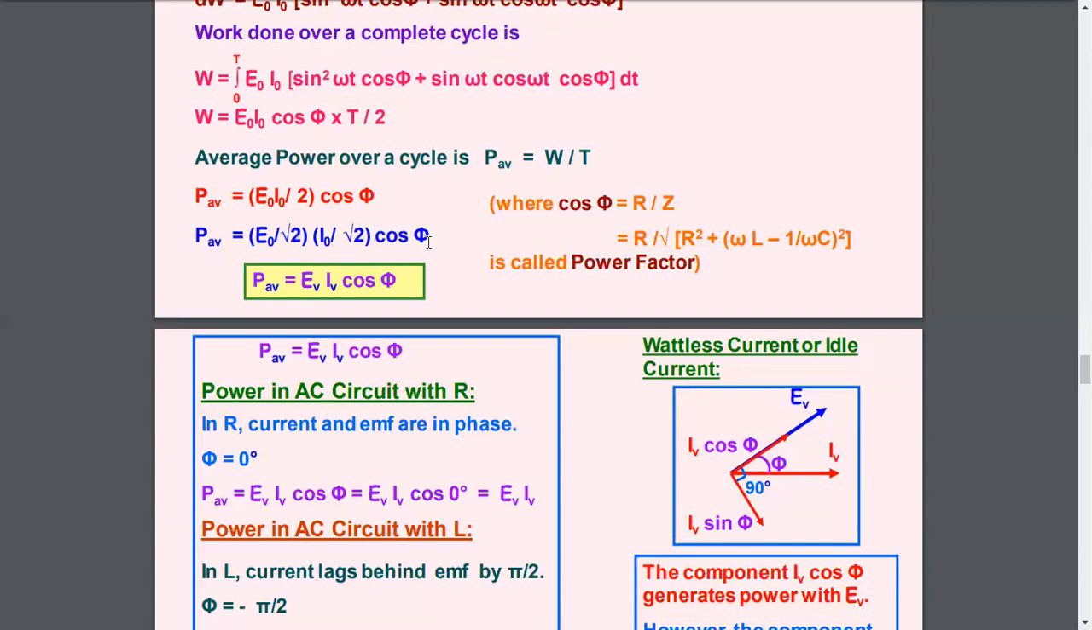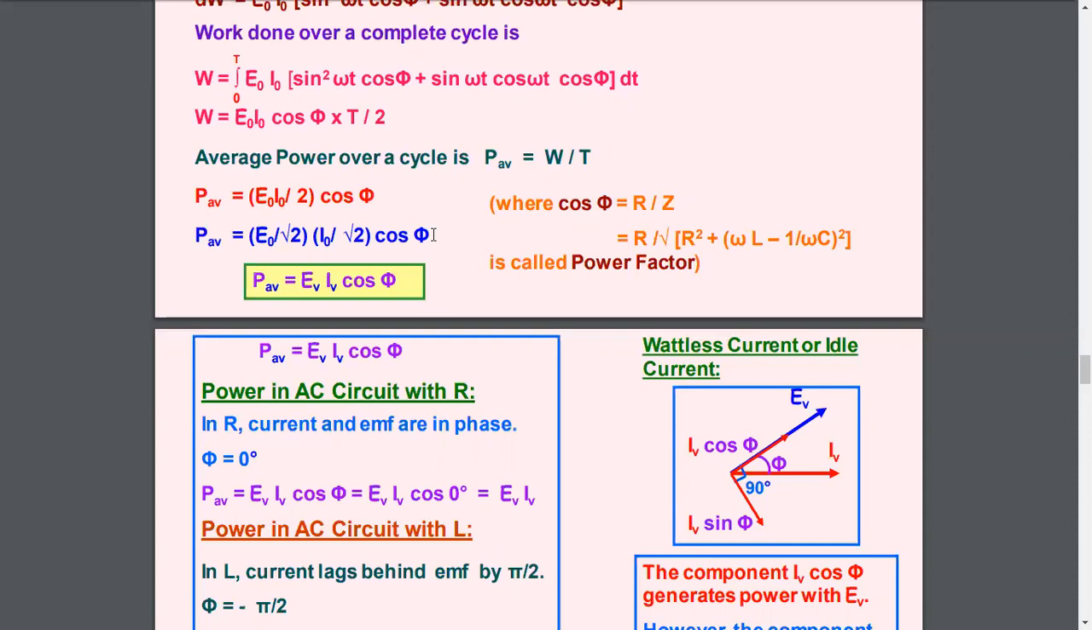So power depends on the value of phi, that is the phase difference between current and voltage. When the phase difference between current and voltage becomes 90 degrees or pi by 2 radian, then cos pi by 2 equals 0, and in that case power becomes 0. Although current and voltage are non-zero, still we will have power 0. In such a situation, we say wattless current, because although current is there in the circuit, it gives no power. Wattless current is the situation when the phase difference between current and voltage is pi by 2 radian or 90 degrees.